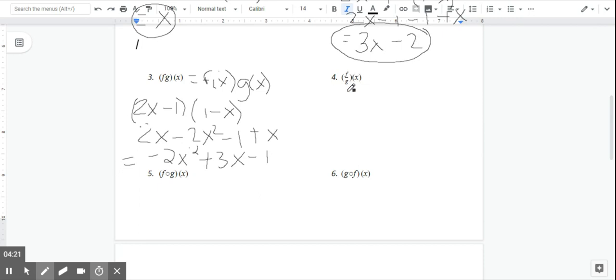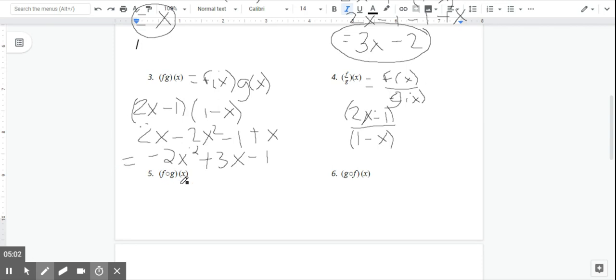For f over g of x, we're going to divide them because this equals f of x divided by g of x. So f of x is 2x minus 1 over g of x is 1 minus x. Now, in this case, there is nothing to simplify. We cannot cancel out these x's because we have to think of this as an entire factor in itself. So unless you see an entire 2x minus 1 on the bottom or an entire 1 minus x on the top, you cannot cancel these things out.